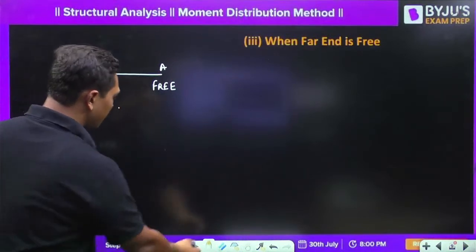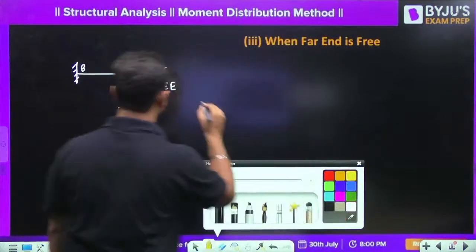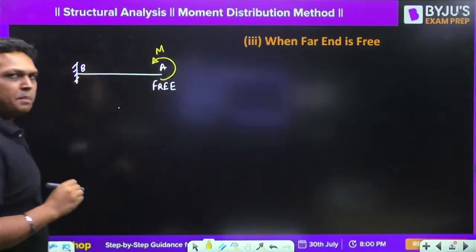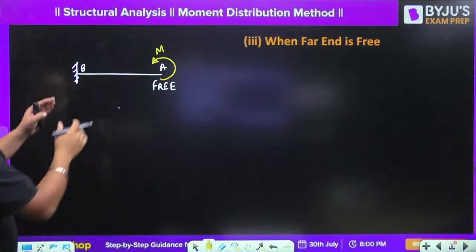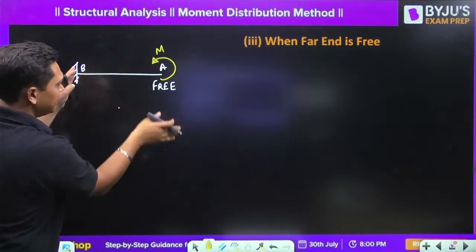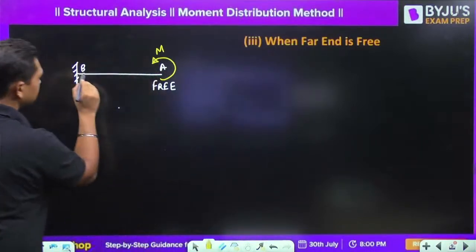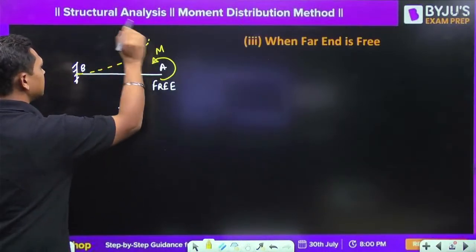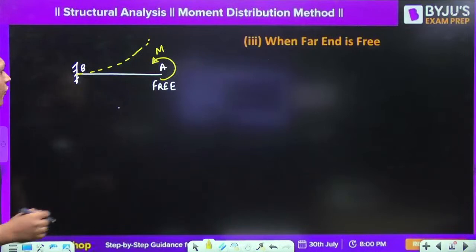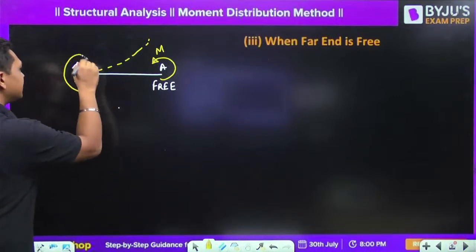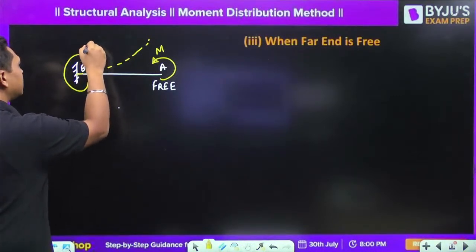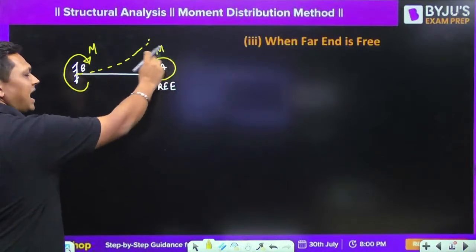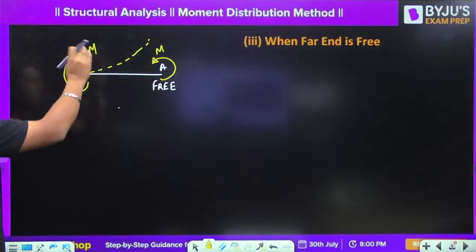In this case, when you apply a moment at A, the beam would like to bend in this direction. Due to this moment, it will like to bend like this, right? So there is going to be a resisting moment over here whose magnitude is M. Now if you look over here, this moment is anti-clockwise, whereas this is clockwise.